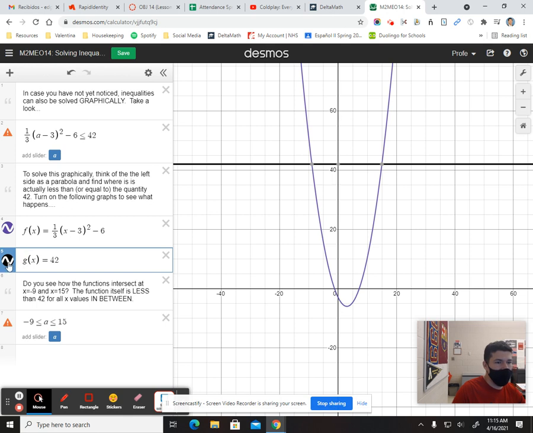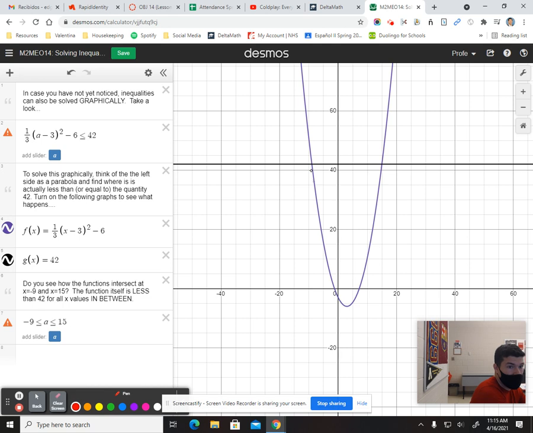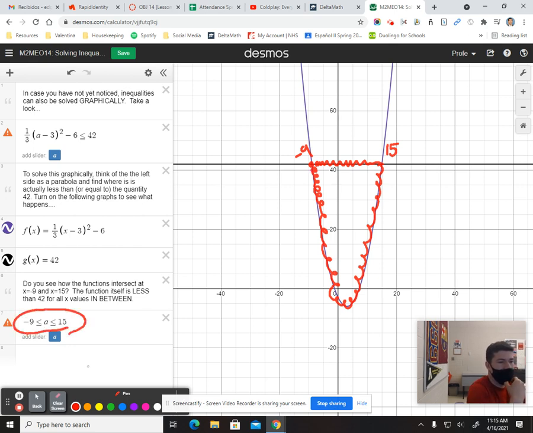So I'm basically asking, when is this parabola less than 42? Well, that would be, and let me get my highlighter tool. Wouldn't it be this? This whole part of the parabola is less than g of x, right? So I need to find these points of intersection, which happen to be at x equals -9 and x equals positive 15. So my answers are in between -9 and 15, which means I have -9 is less than or equal to a is less than or equal to 15.